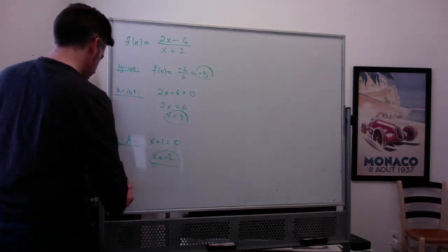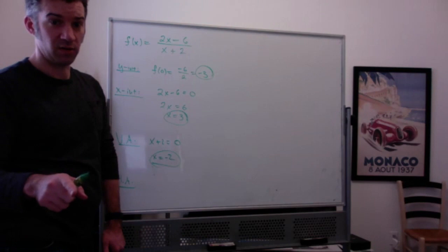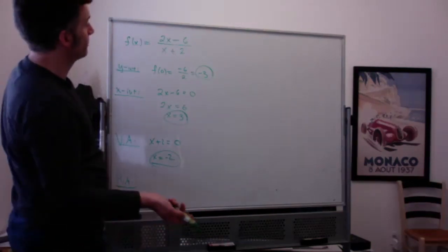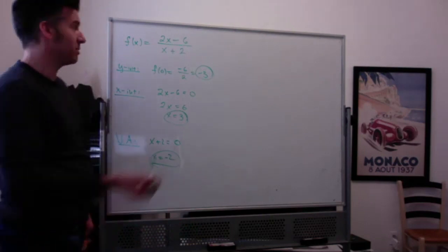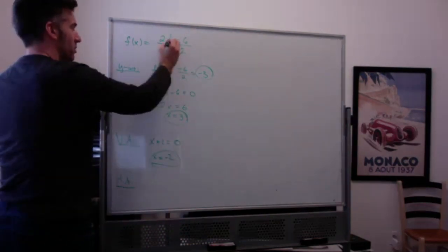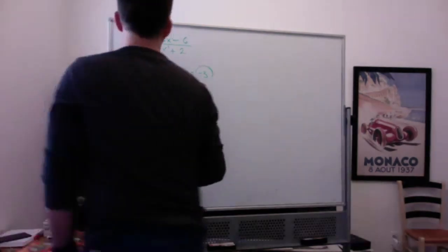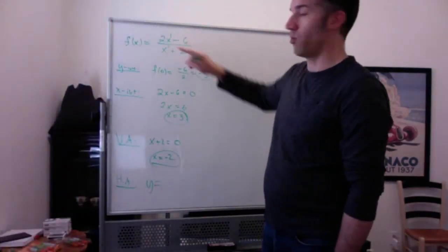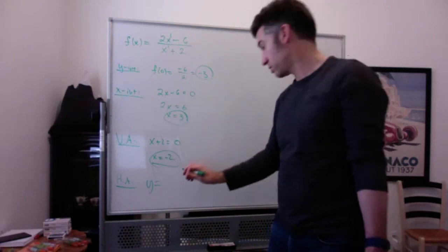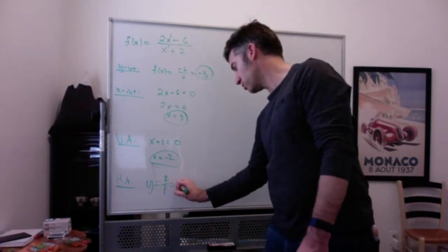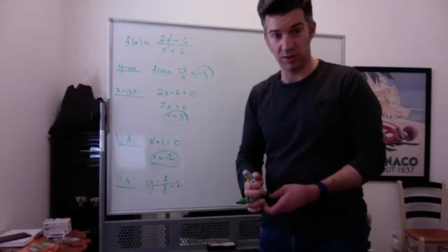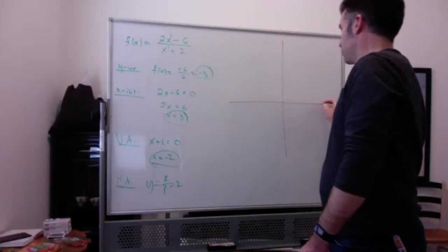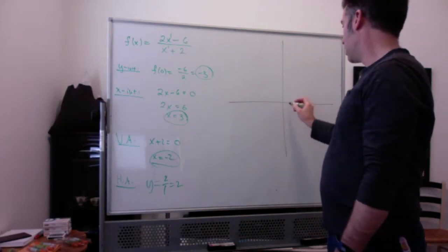Horizontal asymptote. Is the degree on top larger, or is it the same, or is it smaller? It's the same, right? The degree on top is 1, the degree on the bottom is also 1. So the horizontal asymptote is y equal to 2 over 1, the quotient of the leading coefficients, which is 2. Let's throw it all in the coordinate system. Let's see.